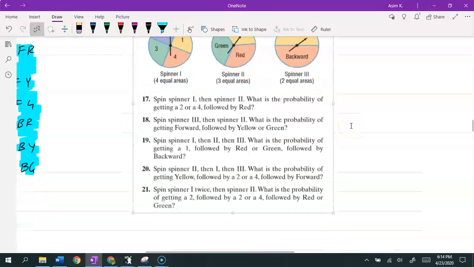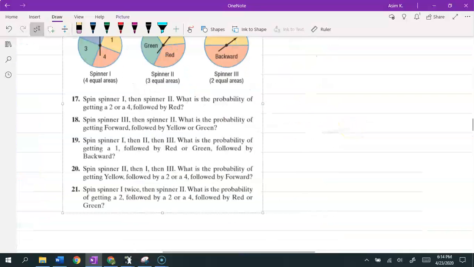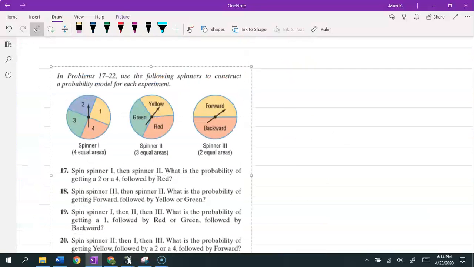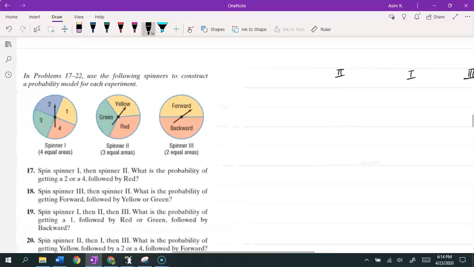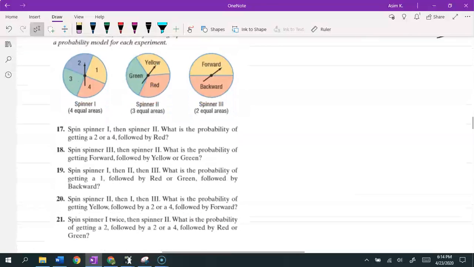Okay. So in number 20, it says spinner 2, then 1, then 3. So I'm going to go ahead and designate these. This is 2, this is 1, and then this is 3. All right. Hopefully this goes a little bit better for us, the way I write it.